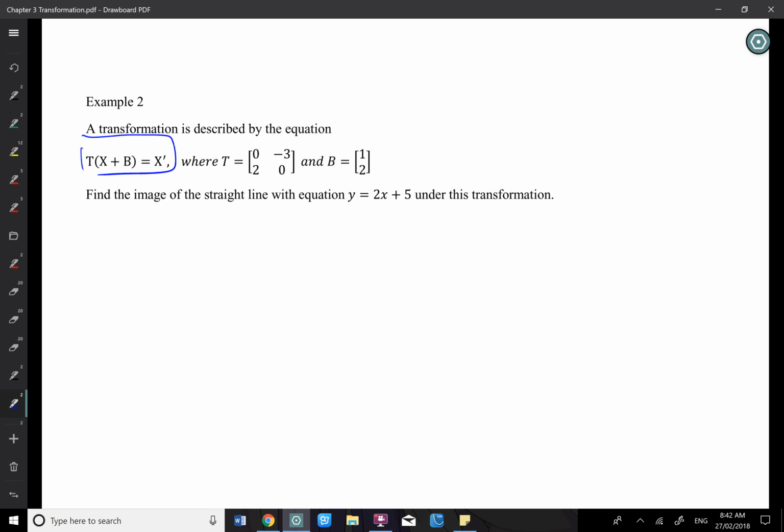Let's have a look. For this equation, the other diagonal has the numbers and the main diagonal has 0, 0. Normally we should have 1, 1 in the main diagonal, but here it's 0, 0, which means there's a reflection in the line y equals x. We already swapped the x and y values.